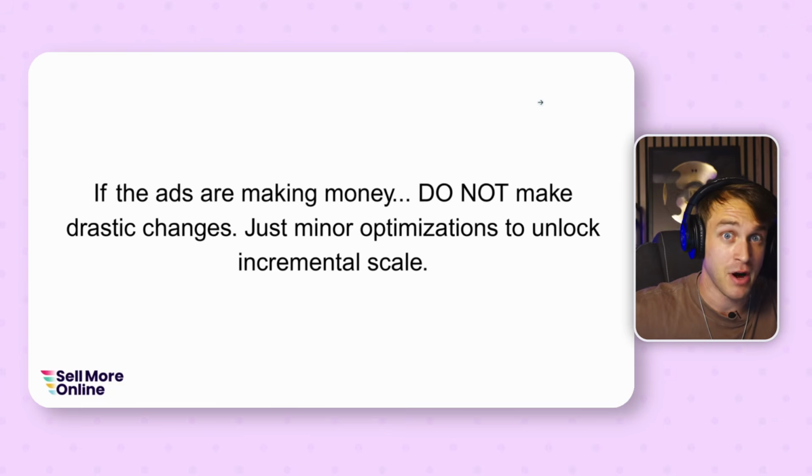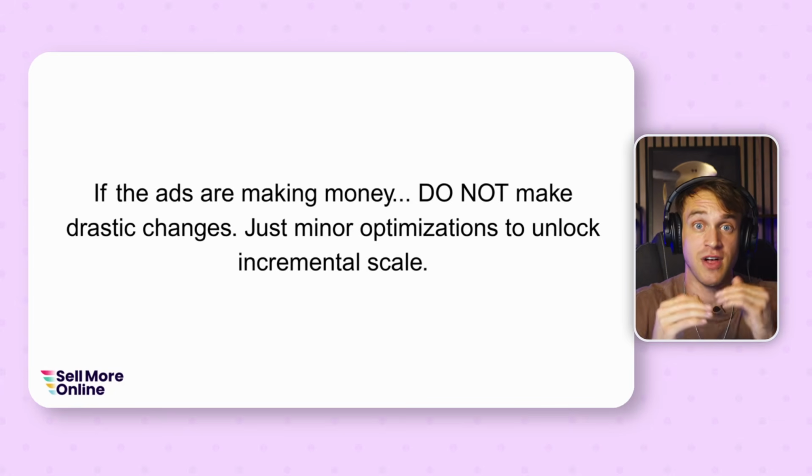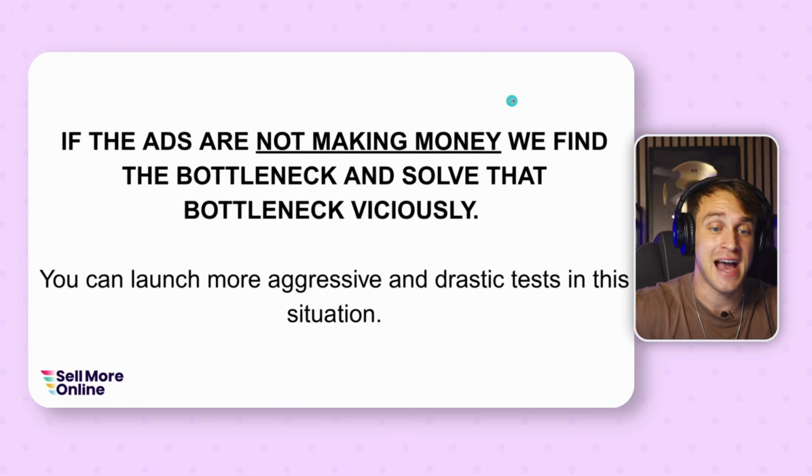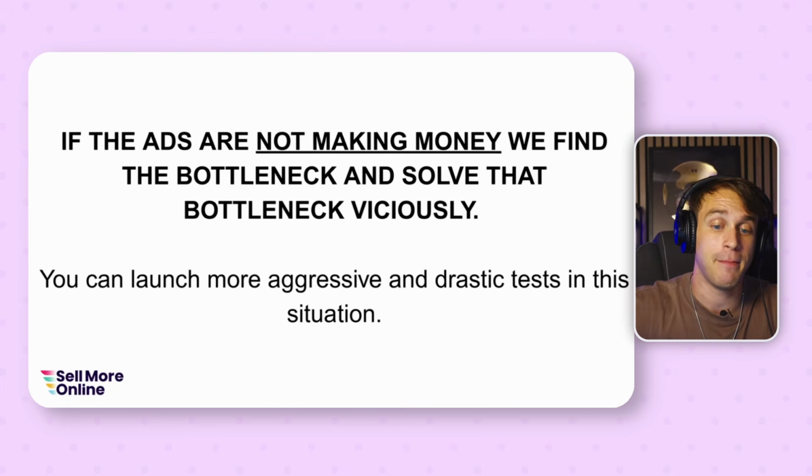You know, if your show rate sucks, we make a plan to fix that. If the application rate sucks, make a plan to fix that. And also make sure to take ROAS into account. If your ads are making money and your ROAS is at a 3x plus or whatever, don't make drastic changes, just minor optimizations to unlock some more incremental scale. That's it. Don't make some massive changes, because guess what? If it's printing, just chuck money into that thing. Don't mess with the system when it's working. Scale it. If the ads though are not making money, we find the bottleneck and we solve that bottleneck viciously.